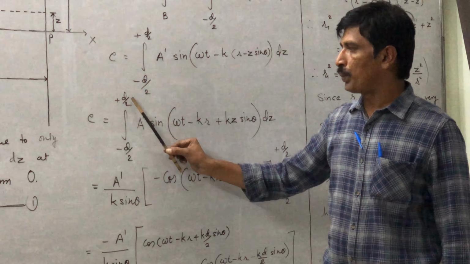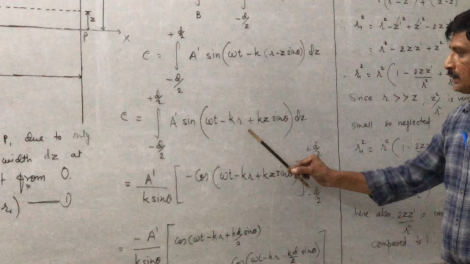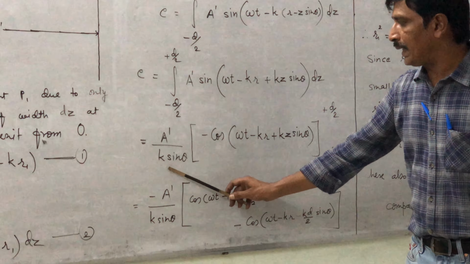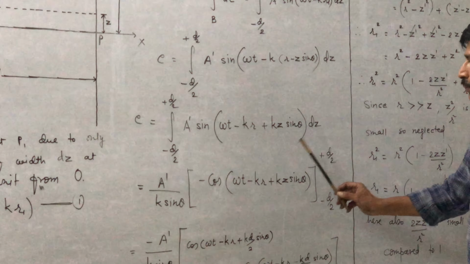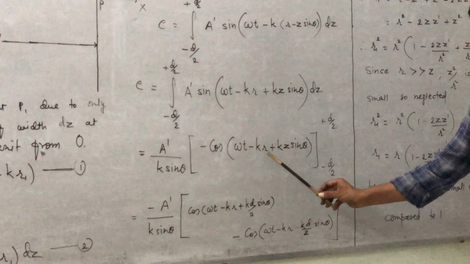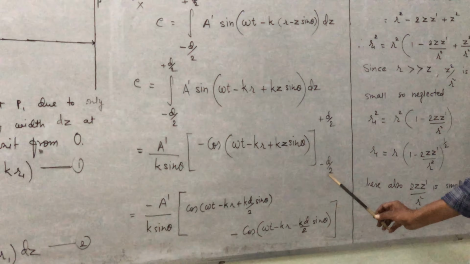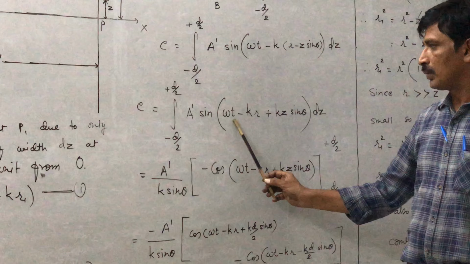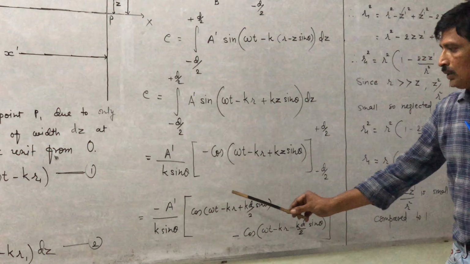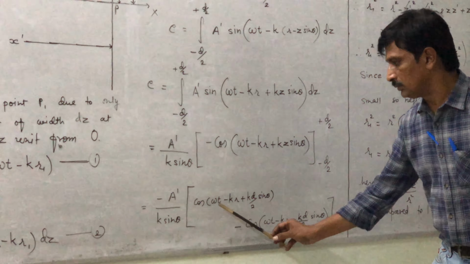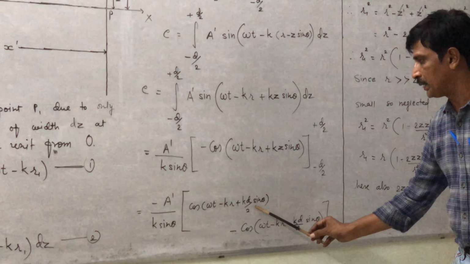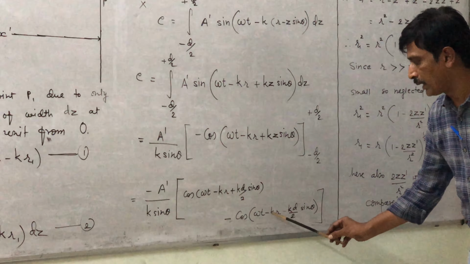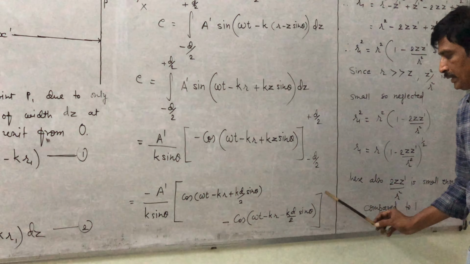So integral from minus d by 2 to plus d by 2 of A dash sin(omega t minus kr plus kz sin theta) dz. So A dash by k sin theta, the integration of this term is minus cos(omega t minus kr plus kz sin theta). The limit is minus d by 2 to plus d by 2 because the variable is z; other terms we consider constant. So minus A dash by k sin theta times cos(omega t minus kr plus kd by 2 sin theta) minus cos(omega t minus kr minus kd by 2 sin theta).